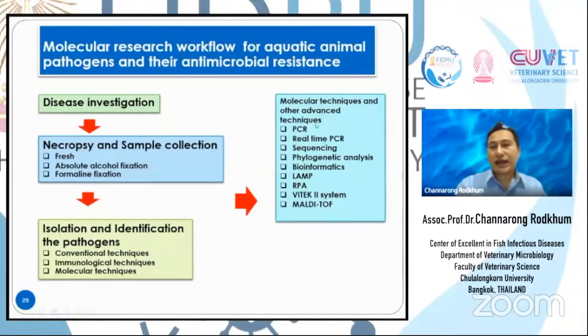These molecular techniques and other advanced techniques, I listed the techniques that we usually use in fish disease diagnosis, including PCR, real-time PCR, sequencing, and phylogenetic analysis after you have a sequence. Or you can use bioinformatics to identify the pathogen, cluster the pathogen, or characterize the pathogen. And also you can use bioinformatics to find antimicrobial resistance genes. I will give you an example of research work about that later.